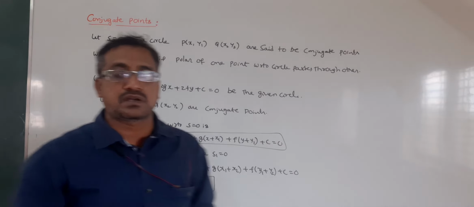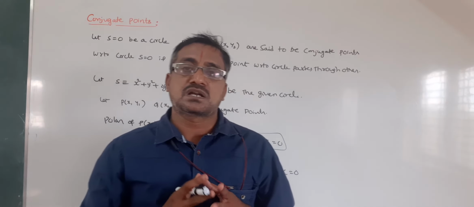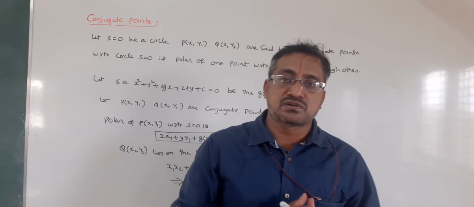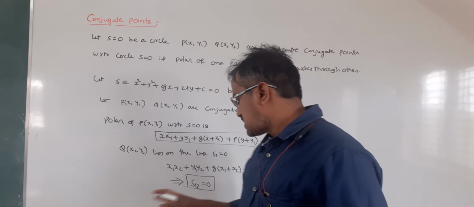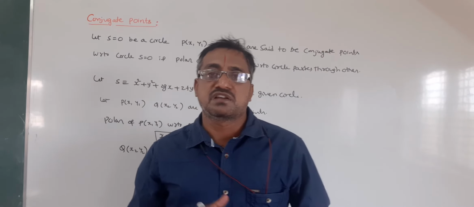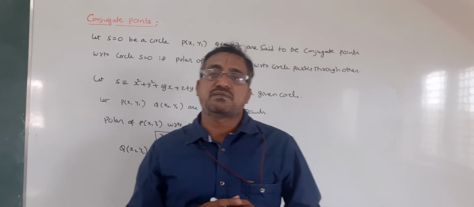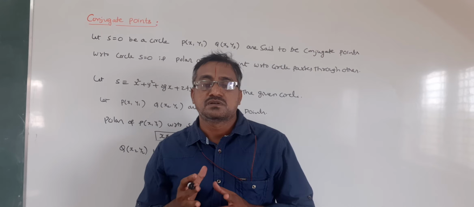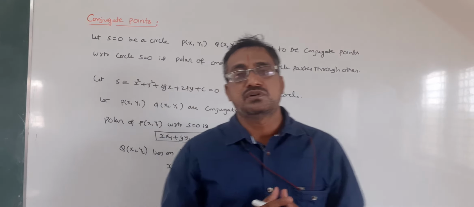Very, very important. So if 2 points are conjugate with respect to the circle S = 0, then S12 = 0. That is x1 x2 + y1 y2 + g(x1 + x2) + f(y1 + y2) + c = 0.